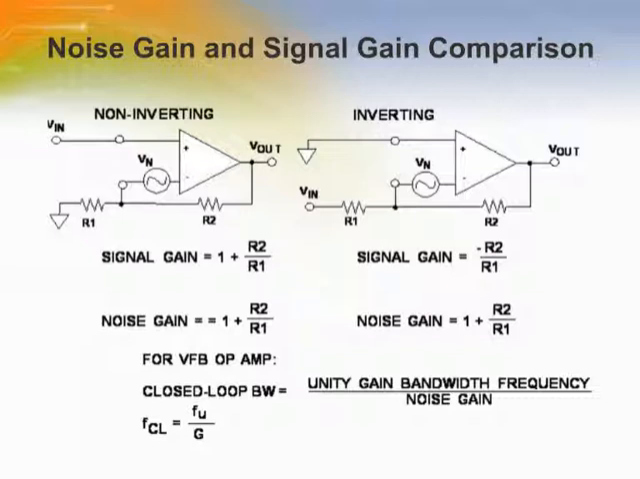Notice that the non-inverting noise gain is equal to the signal gain. In this case, 1 plus R2 divided by R1. However, in the inverting configuration, the noise gain does not change, but the signal gain changes to minus R2 divided by R1. The closed-loop bandwidth is the unity gain bandwidth divided by the noise gain.